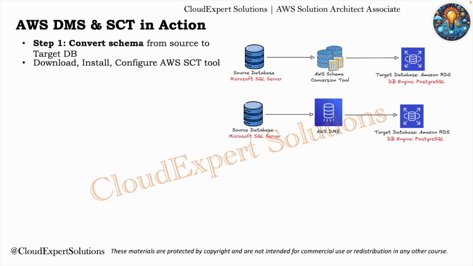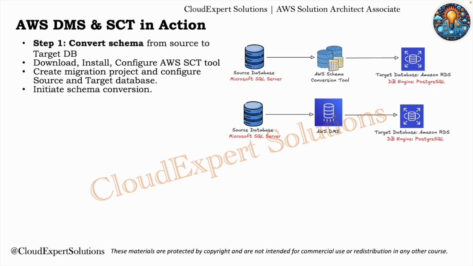First, you need to download, install and configure the AWS SCT tool for your operating system. AWS provides the SCT installer for Microsoft Windows, Mac OS and Linux versions. Then you create a migration project using the SCT interface and configure and connect your source and target databases. After completing a test connection for both source and target databases, you initiate the schema conversion.